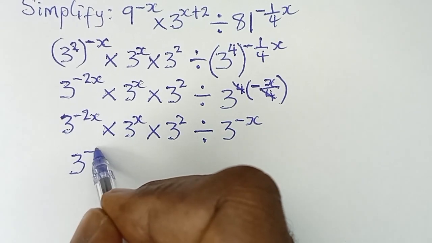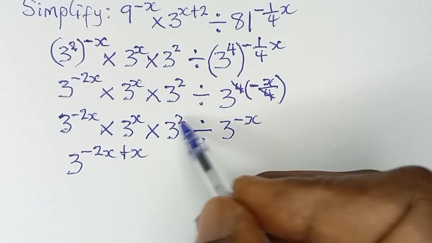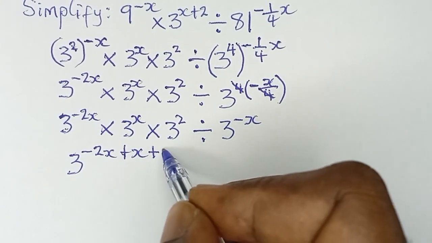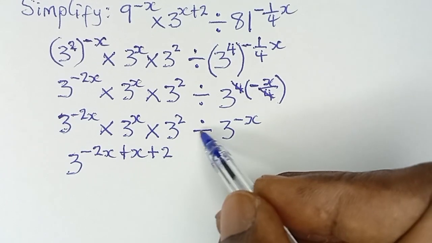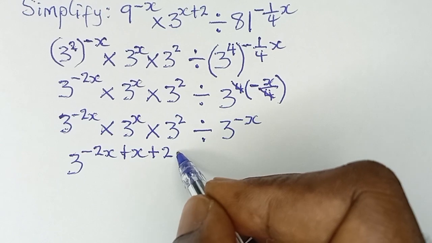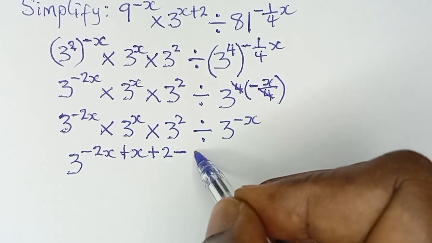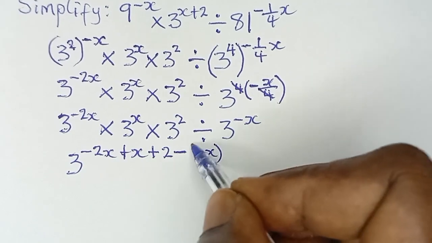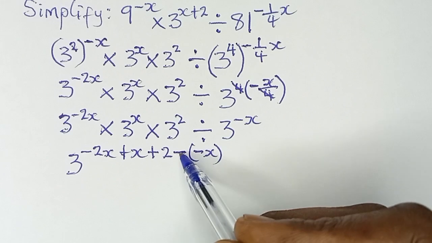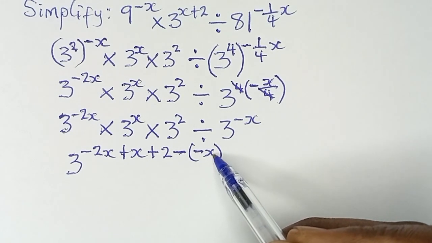This is multiplying this, so I simply add their powers. So I'm going to say negative 2x plus x. And it's also multiplying this one, so I also add the power, that is 2. And then this is division. So in division, you subtract powers. So I'm going to subtract. So this subtraction is this sign. Then what is this power? Negative x. Because I'm subtracting, I've written the subtraction sign, and then the power is negative x.